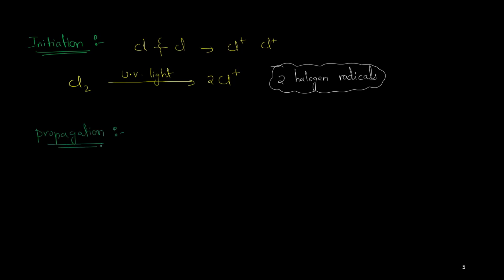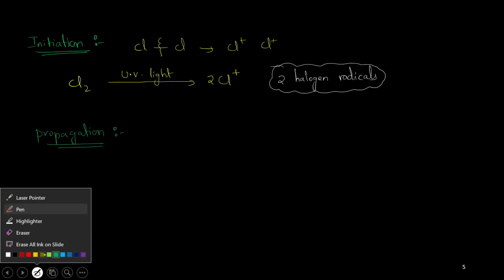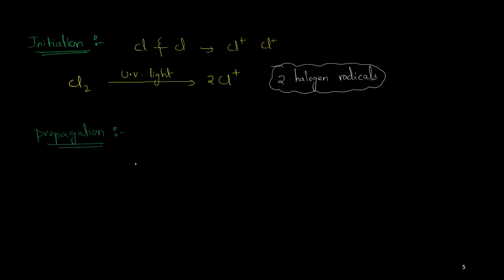So what do we do in the propagation? The chlorine radical that we got will react with some alkane group. Let's take methane. It will break the bond between one hydrogen and the carbon, and help attach that hydrogen to the chlorine. CH4 has bonds with hydrogens, so you will be breaking one bond and taking this hydrogen and attaching it to the chlorine.